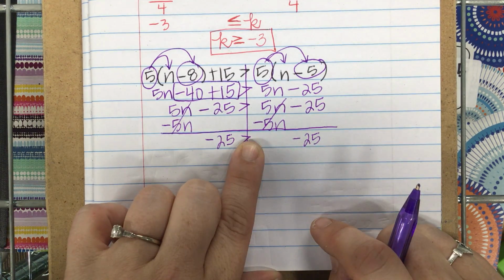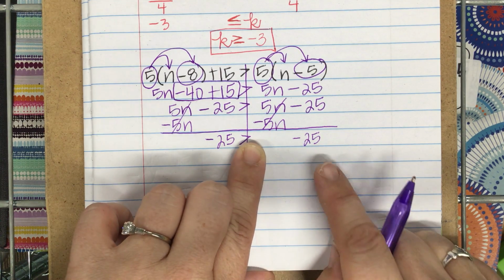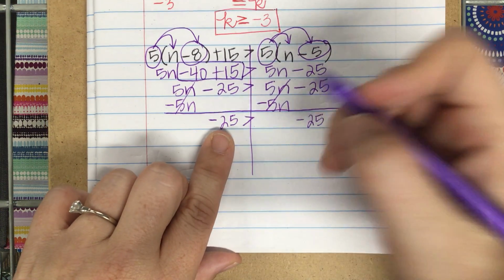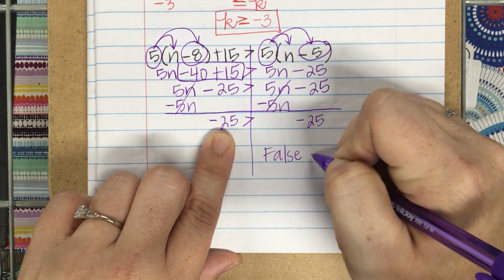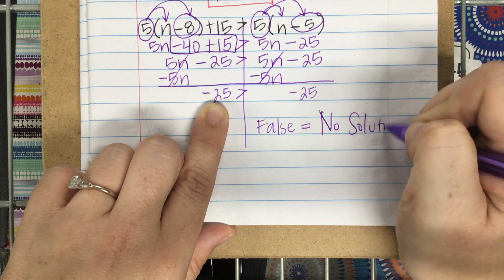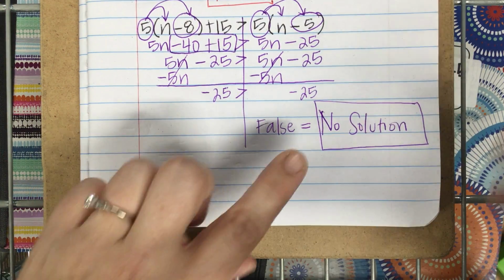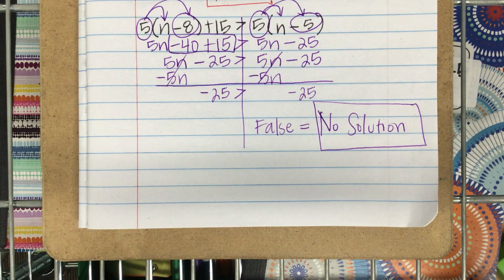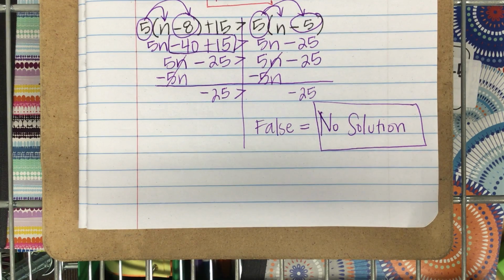If this was an equal sign, it would be true, correct? But it's not an equal sign. Or if it had an equal underneath it, it would be true. But this right here is a false statement telling me what? No solution. If it was true, it would be a true statement. What would you write? All real numbers. So you can still have a special case even when it comes to an inequality. Yes, ma'am.